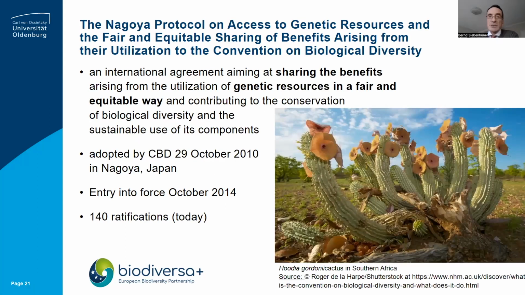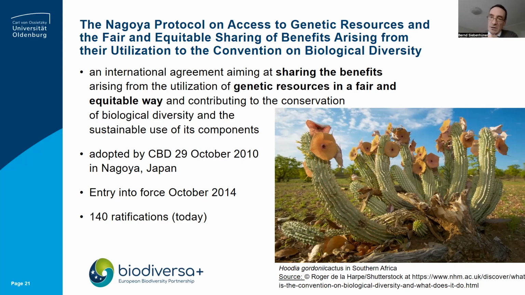And the second one is the Nagoya Protocol, and that is the one on access and benefit sharing, or access to genetic resources and the fair and equitable sharing of benefits, in short, access and benefit sharing agreement, that relates to questions of the use of traditional medicines or genetic resources. Here we have a cactus plant from Southern Africa that reduces appetite, and that was used then by Pfizer, a big company, as a diet drug, or was developed into that.